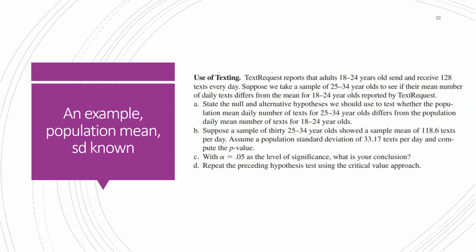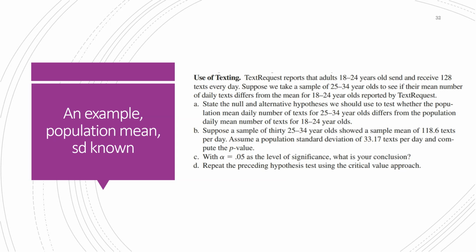Use of texting. A text request reports that adults 18 to 24 years old send and receive 128 texts every day. Suppose we take a sample of 25 to 34-year-olds to see if their mean number of daily texts differs from the mean of the 18 to 24-year-olds. State the null and alternative hypotheses we should use to test whether the population mean differs for these two populations.